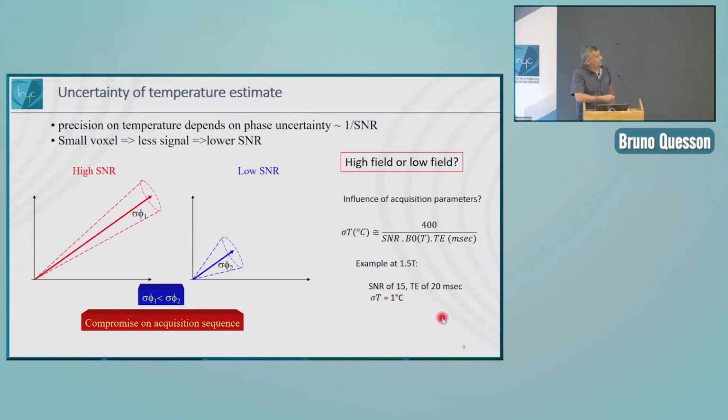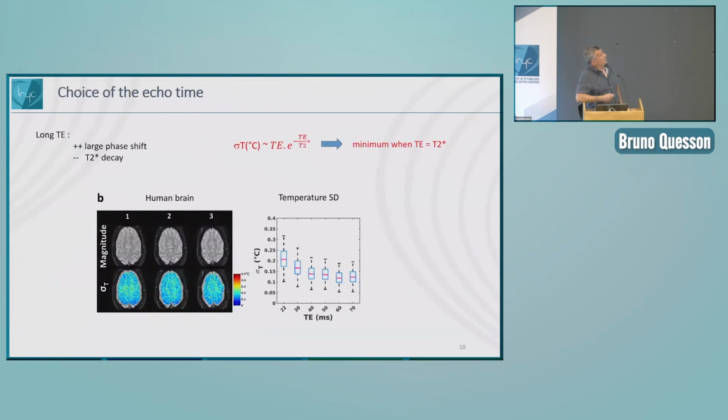Okay, now comes the idea of the echo time. I mentioned it briefly. In fact, we can mathematically demonstrate that the uncertainty of the temperature is proportional to this simple equation. If you look for the minimum of this equation, depending on TE, this shows that you should select the echo time equal to the T2 star.